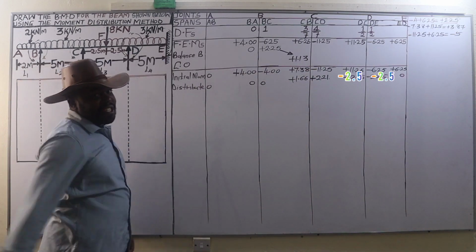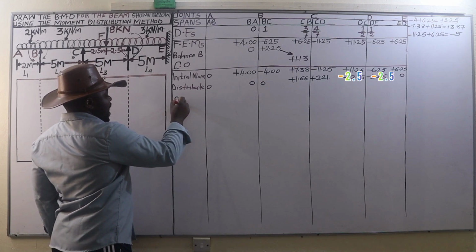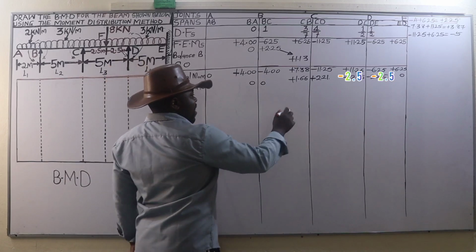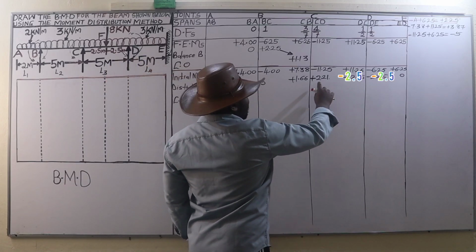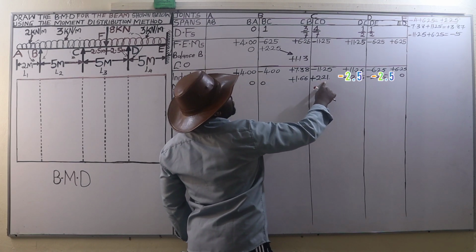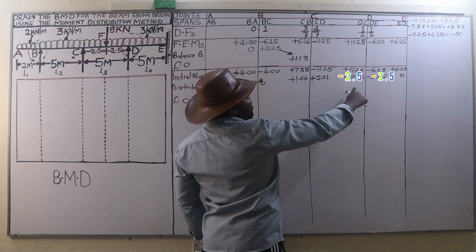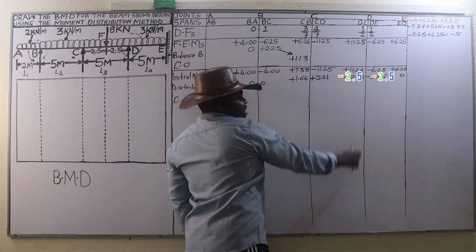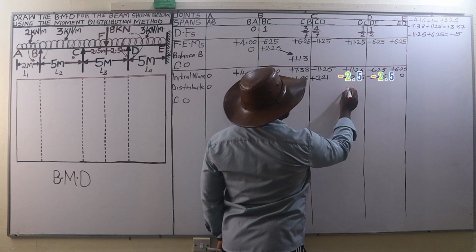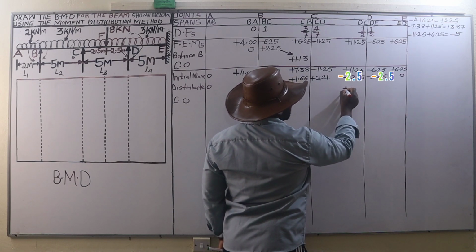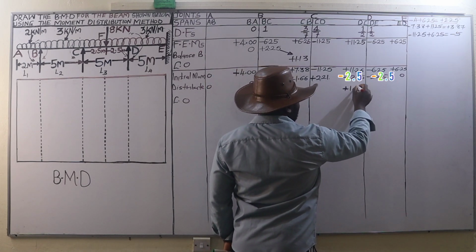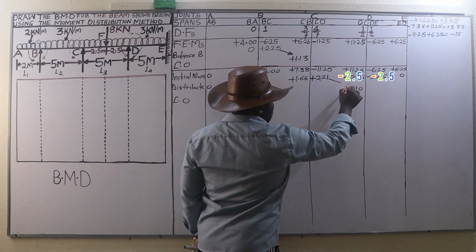Then after distributing, the next thing will be carrying over. So we carry over. And how are we going to carry over? We are going to carry over half of this 2.21 kilonewton meter. We carry it to the joint D. So this part we are going to have half of 2.21, we are going to carry it over here, and that is going to be positive 2.21 divided by 2, that is 1.10. So that is positive.